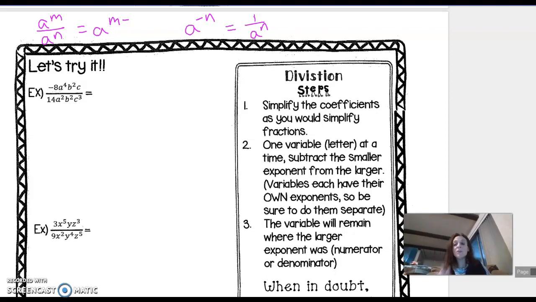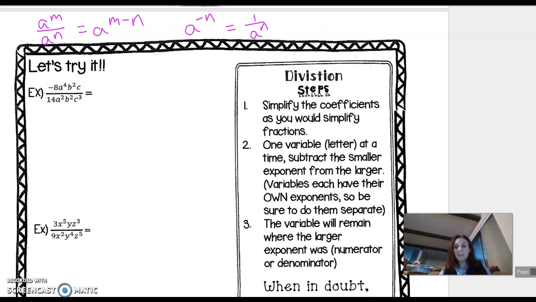Okay, so let's try some of those division rules, division and negative exponent laws that we just did. So remember we have our quotient rule that says if you have the same base and you're dividing, you can subtract the exponents. And we have our negative exponent rule that says basically if you have a negative exponent, you're just going to take the reciprocal and drop the negative.